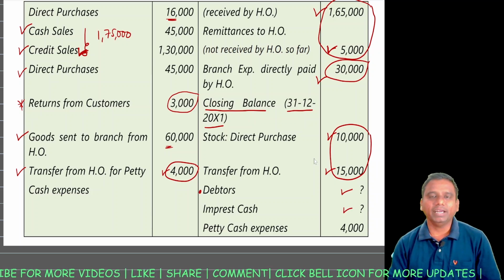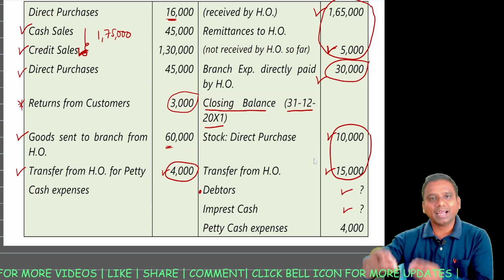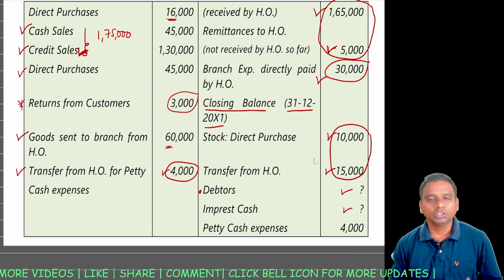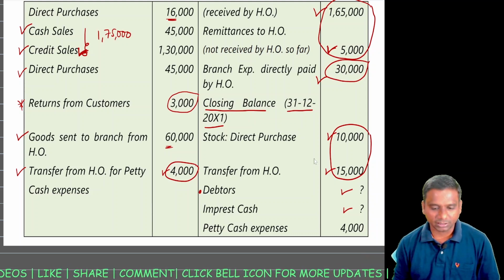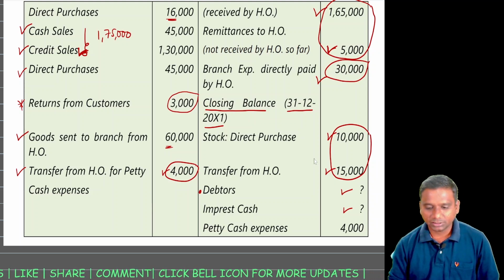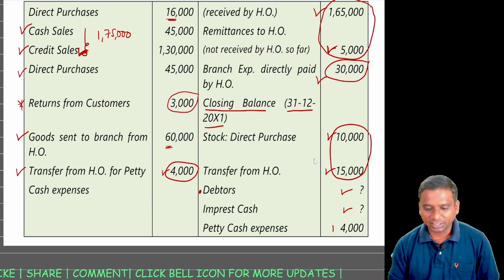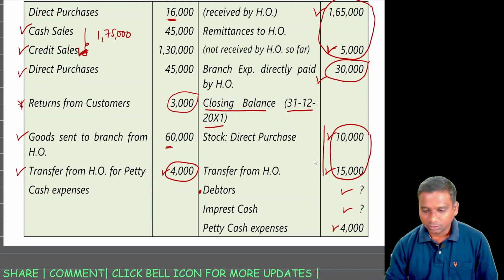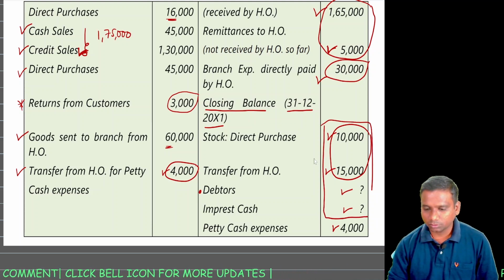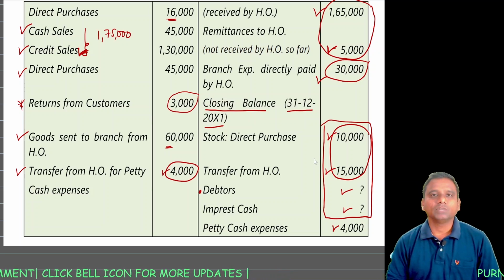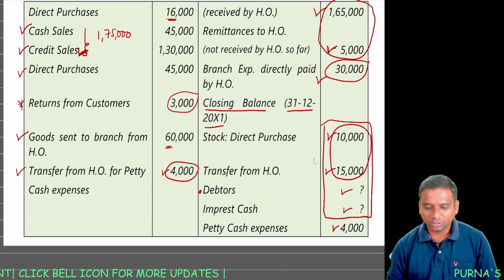See, even if you paid petty cash, that cash also belongs to head office, so we have to identify that petty cash is also our asset. Next, imprest cash. Next, petty cash expenses. Till this, these are the closing balances. What about this information?